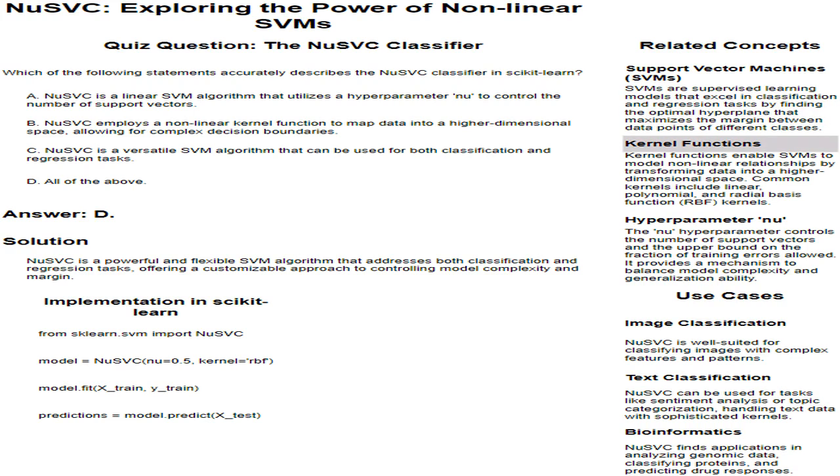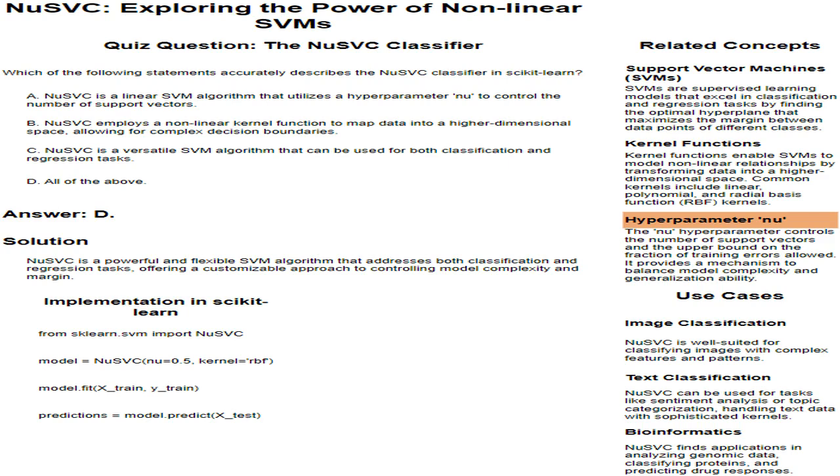Kernel functions. Kernel functions allow SVMs to model nonlinear relationships by transforming data into a higher dimensional space. Popular kernels include linear, polynomial, and radial basis function (RBF) kernels.